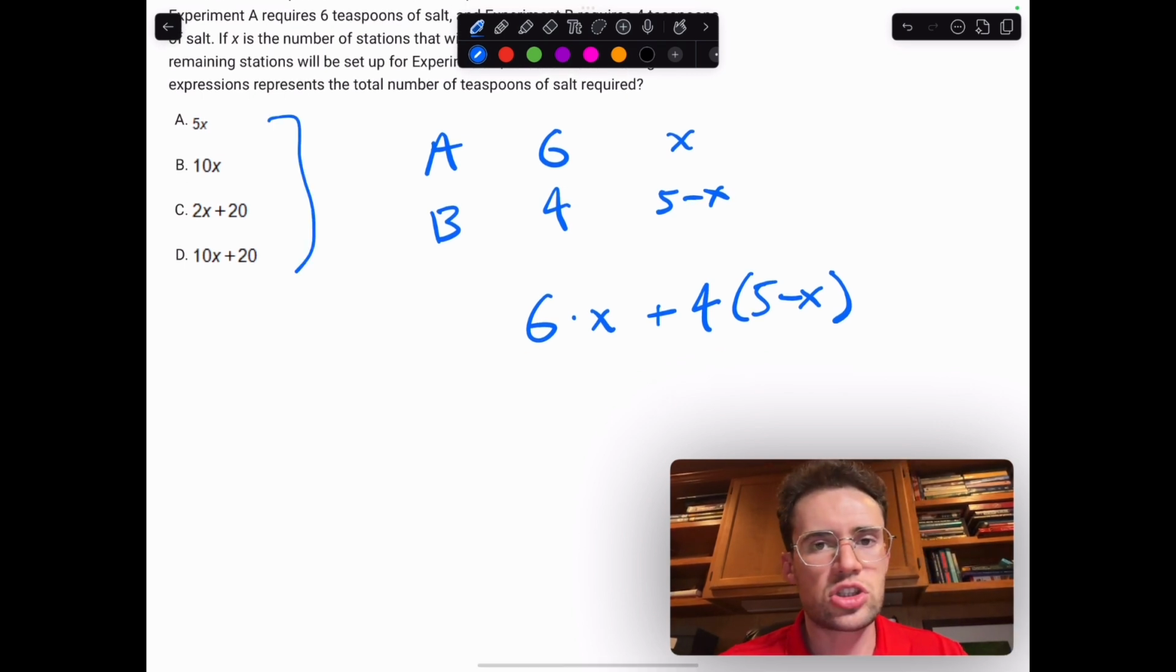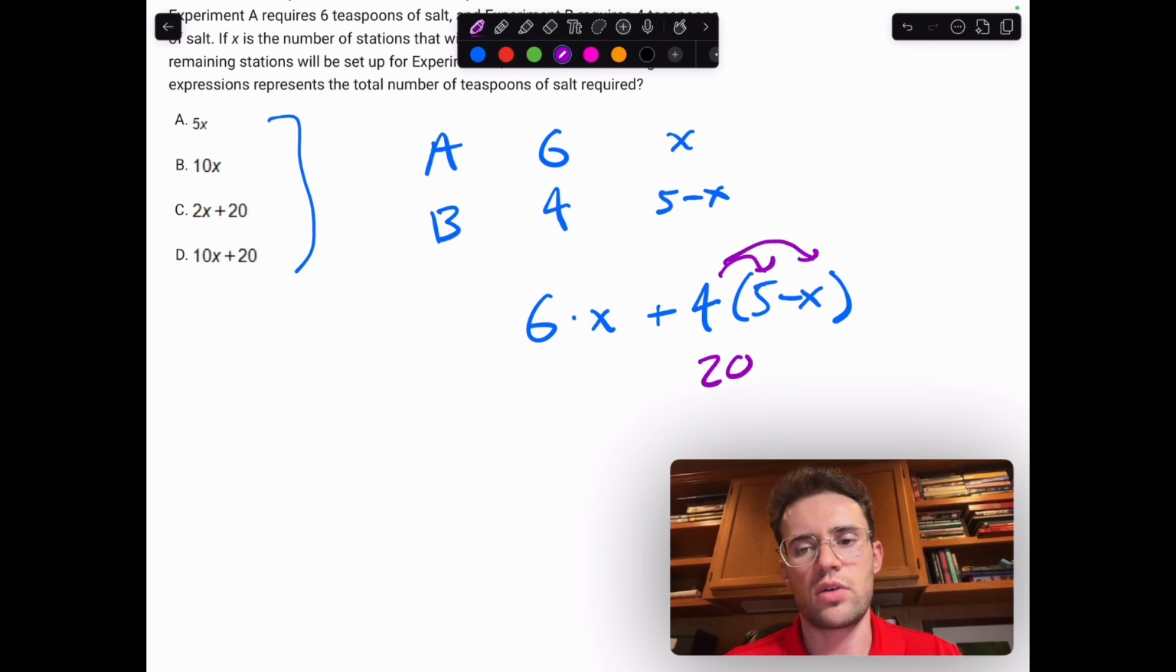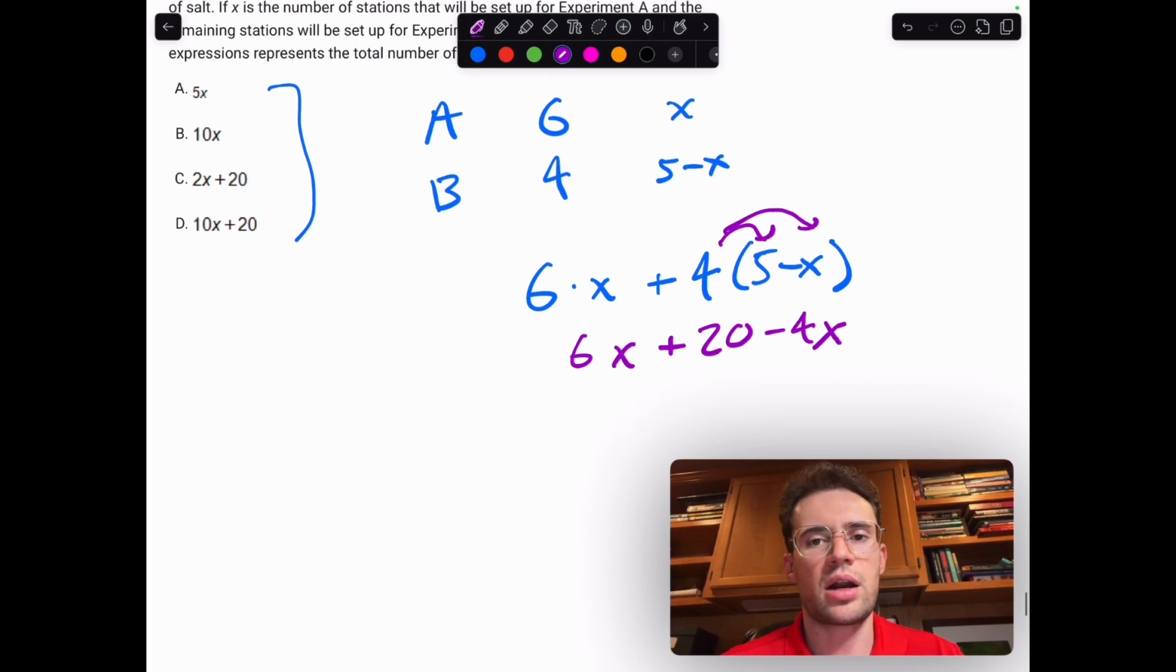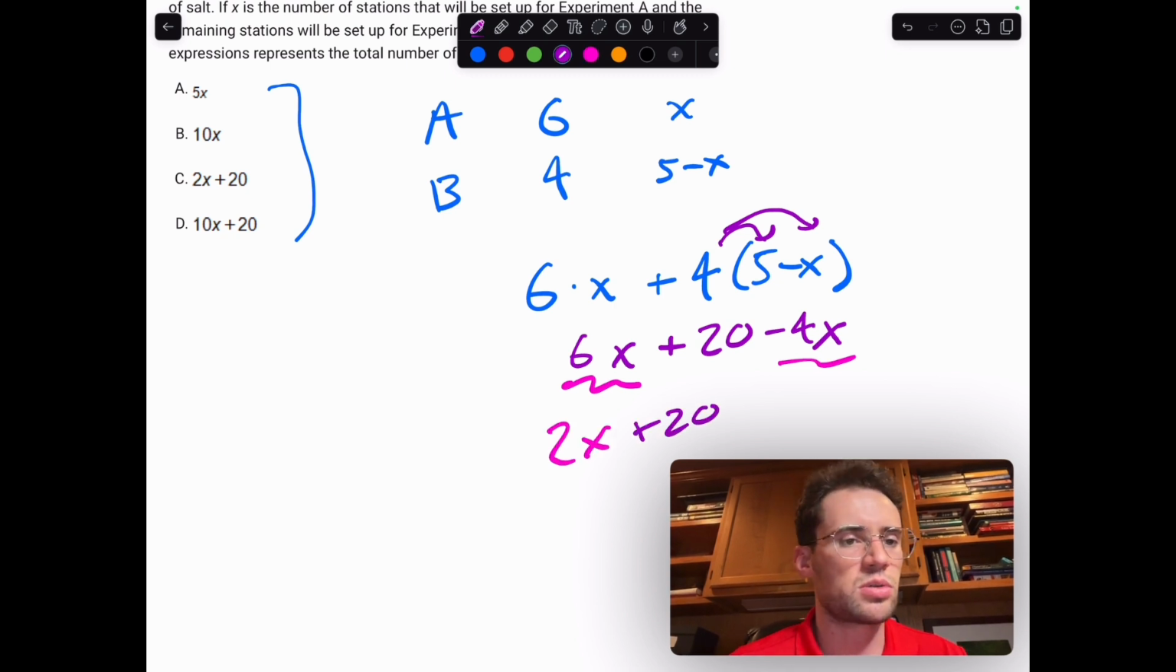They distributed it and simplified it. So let's just distribute that 4. 4 times 5 is 20. 4 times negative X is negative 4X. So 6X plus 20 minus 4X. If we combine our like terms here, 6X minus 4X would give you 2X plus 20. So 2X plus 20, that's option C.